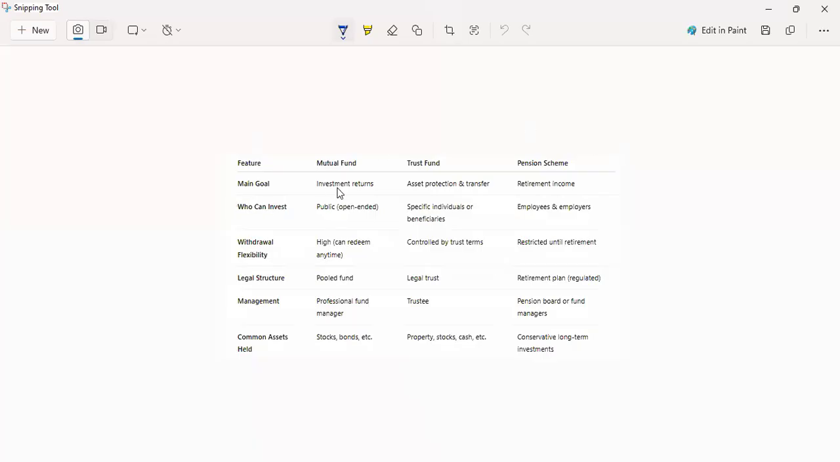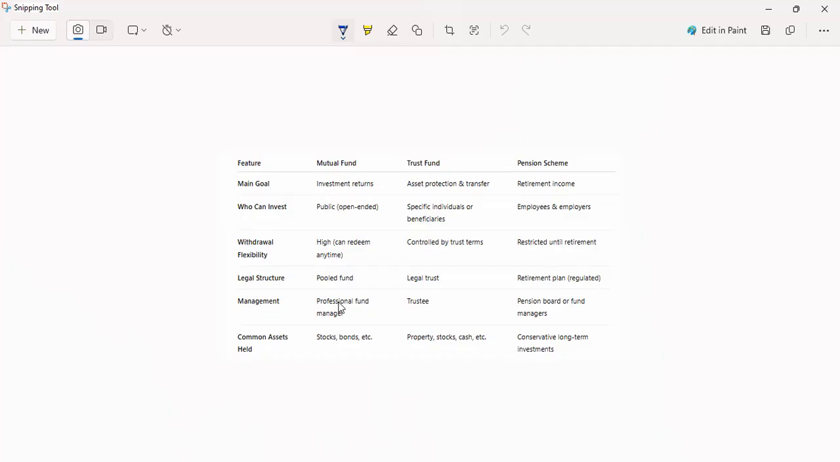The goal for mutual funds is mainly investment returns; for trust funds, asset protection and transfer; for pension schemes, retirement income. Who can invest? For mutual funds, the public, it's open; for trusts, specific individuals; for pensions, employees and employers. Withdrawal flexibility is high for mutual funds, you can redeem anytime; for trusts, it's controlled by the terms; for pensions, it's until you retire. In terms of legal structure, the funds are pooled; for trusts, there's the legal trust; for pensions, it's retirement regulated.